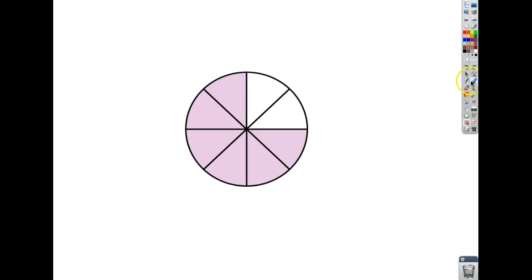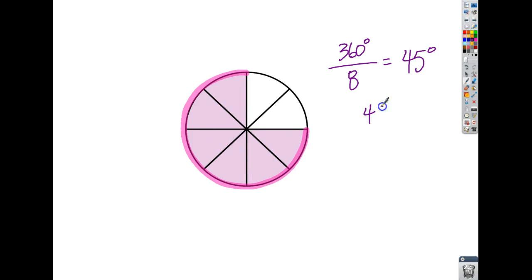Okay, how far does this one go? From here to there. How much does that go? All right, this one we did again with 360. We divided this by 8. We ended up with 45 degrees each time. We're going to do 1, 2, 3, 4, 5, 6 of those. So we could do 45 degrees and multiply it by 6.